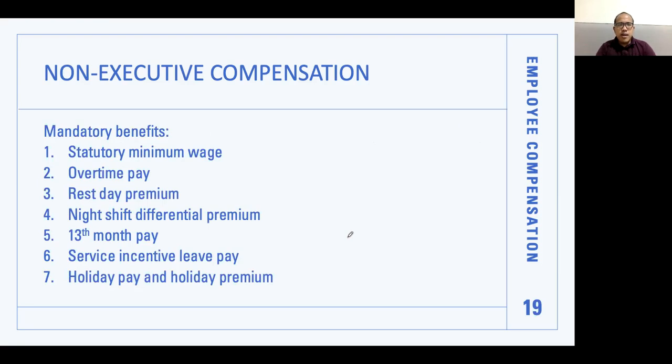Okay? So, ito yung mga mandatory benefits. These are non-negotiable kasi ito yung sinasabi ng batas na kailangan mong bayaran. First, for non-executive, statutory minimum wage. So, meron tayong tinatawag na minimum wage which is regional. Sa bawat region, may kanya-kanya minimum wage. So, iba yung minimum wage sa NCR, sa Region 1, Region 2, Region 3, etc. hanggang Region 12, ilang mga region natin. So, kanya-kanyang regional yung minimum wage.